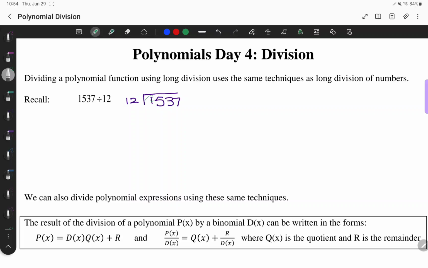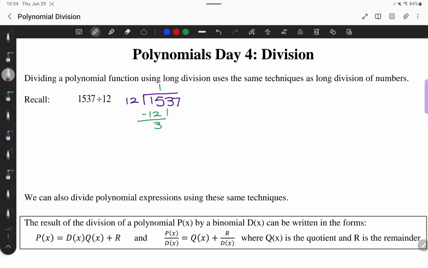So to start off in this case, I would look at the first digit or two digits. For this, we're going to look at 15, and ask ourselves, how many times does 12 fit into 15? It fits in one time. Then I'm going to write the 12 underneath, subtract it, and I have 3 left over.